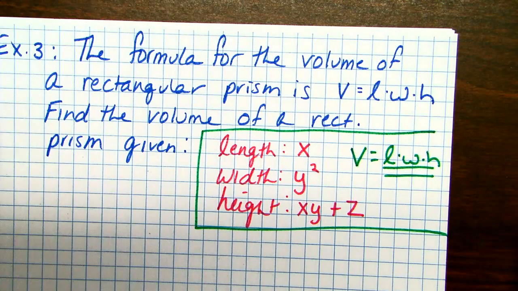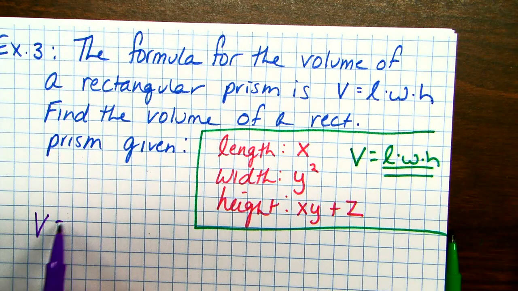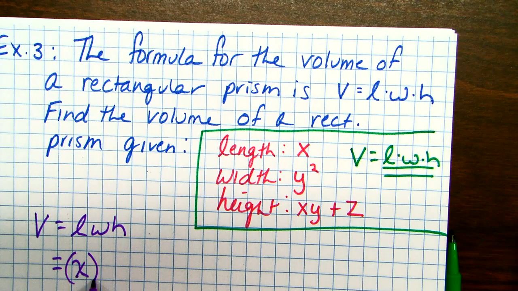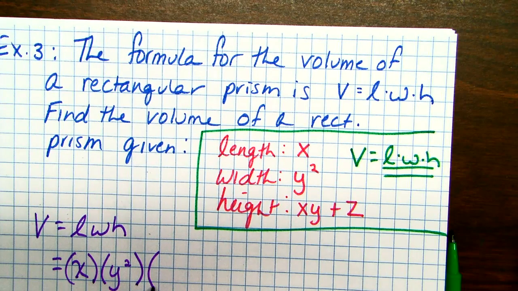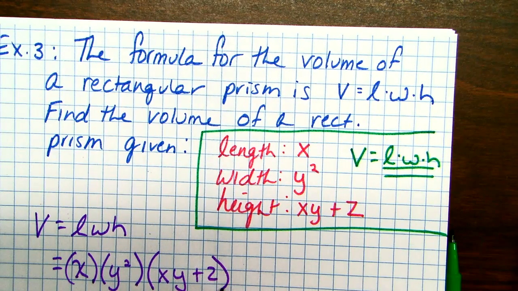And I gave you one word problem in your homework. It is identical to this, just different numbers and letters, okay? You guys remember geometry? Rectangular prism? Maybe? Maybe not? So to find the volume, I'm just going to plug these in. So it's x, I'll use parentheses, times y squared, times xy plus z.